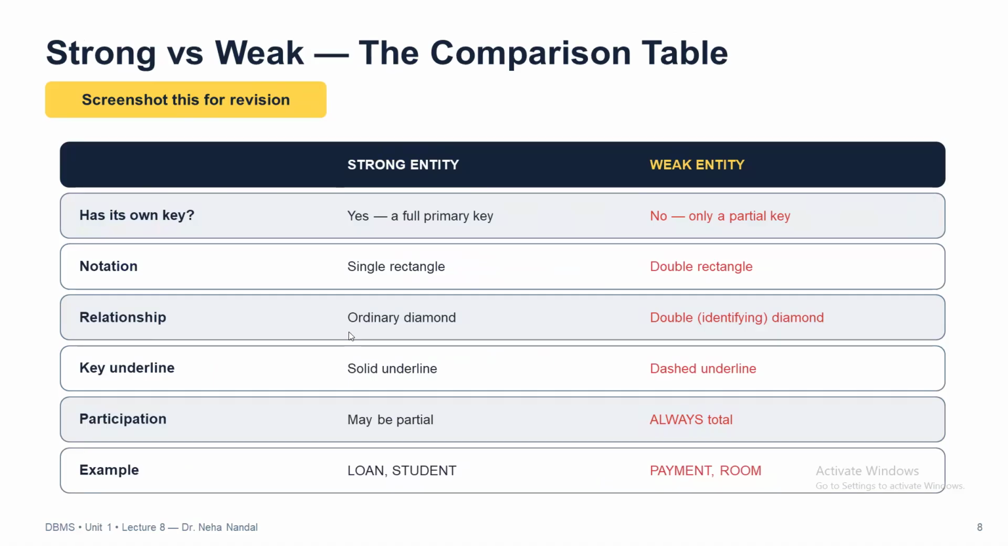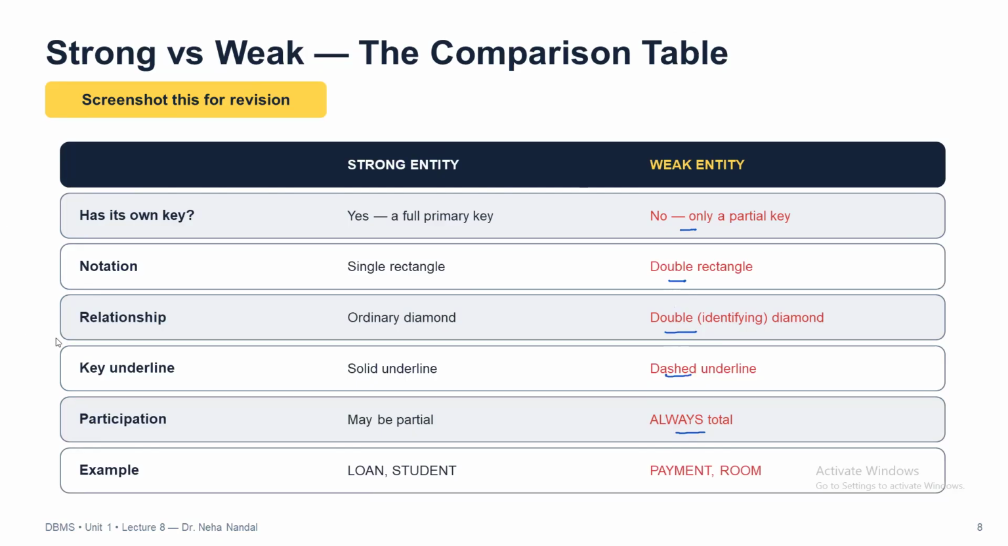Please note it down in your notebook or keep a screenshot of it. Strong entity has its own key, single rectangle, ordinary diamond, solid underline, participation may be partial. Weak entity has no key of its own, double rectangle, identifying double diamond, dashed underline, and always total participation. So you have to remember it like this. You'll never make mistakes in strong entity and weak entity. It can be asked for a 3-mark question max.